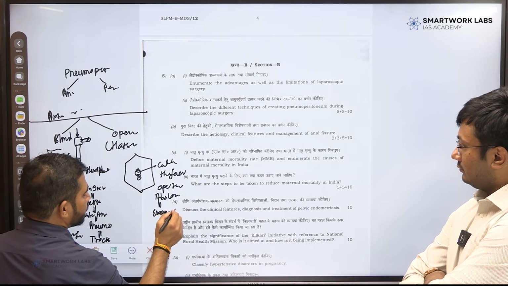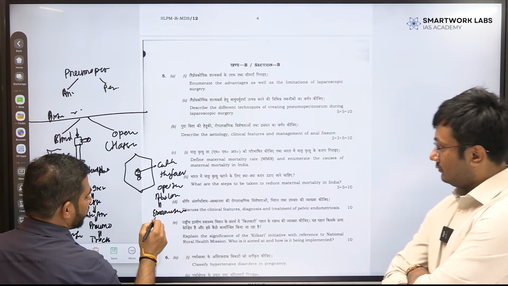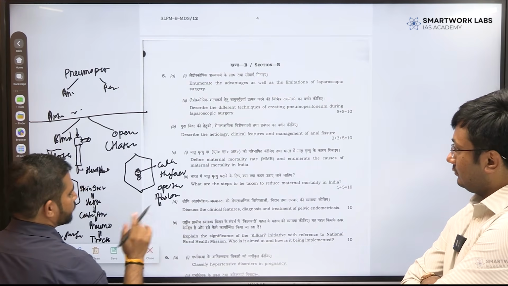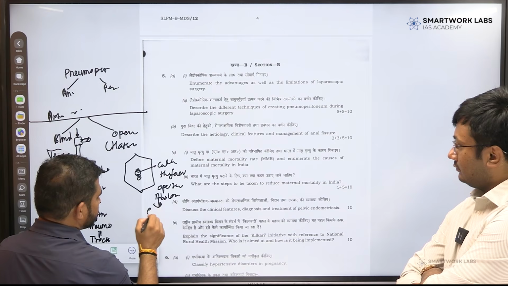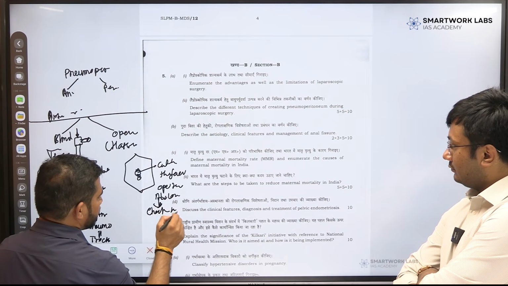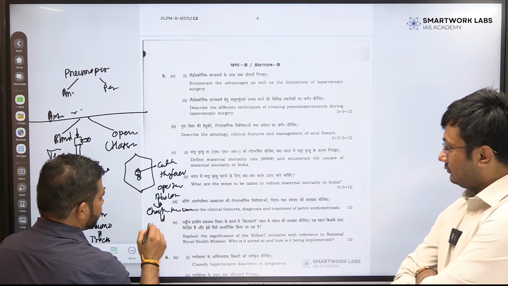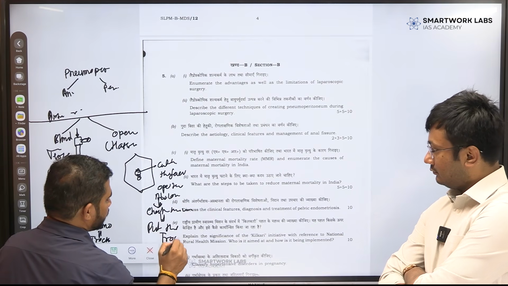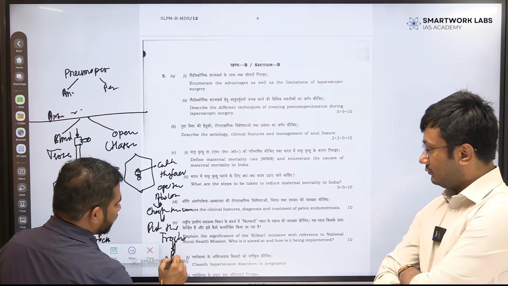Instead of examine, you can use open the abdomen, check the visibilities, put the trocar. Now create the pneumoperitoneum.